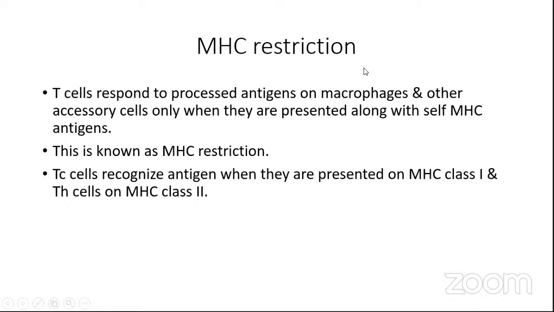And what is MHC restriction? There are certain types of cells which will get activated only when the antigen is in connection with one particular class of MHC. T cells respond to processed antigens on macrophages and other accessory cells only when they are presented along with self MHC antigens, and this is called MHC restriction. T cytotoxic cells, or the CD8 positive cells, recognize antigen when presented on MHC class 1, and T helper cells, or the CD4 positive T cells, will recognize antigens only with MHC class 2. This is called MHC restriction.